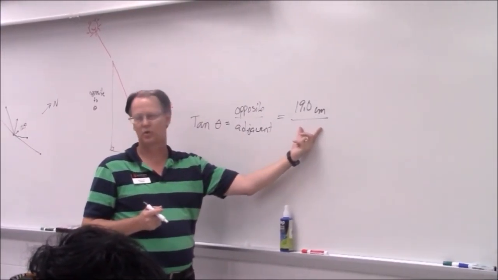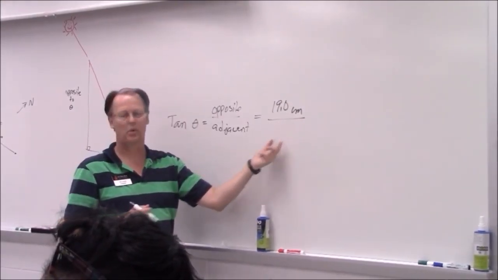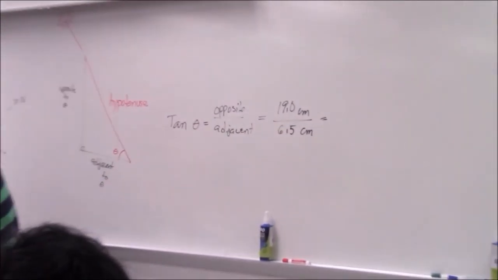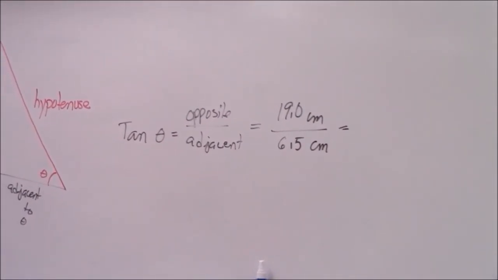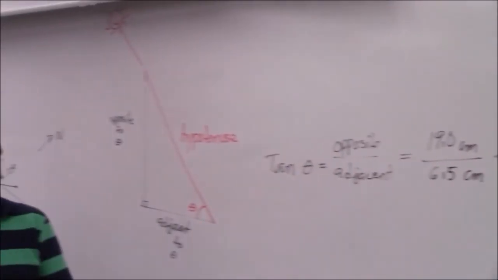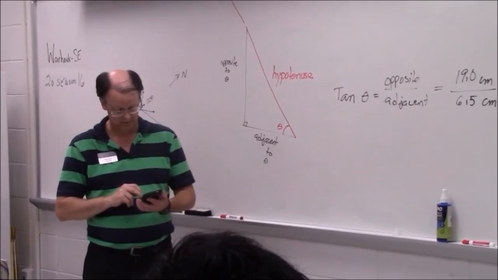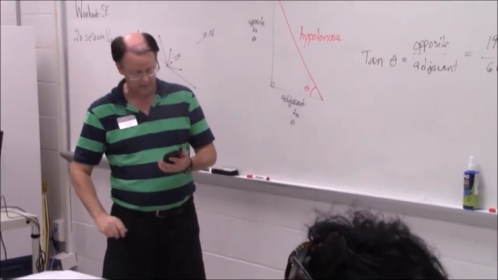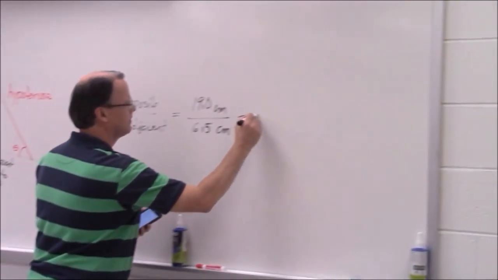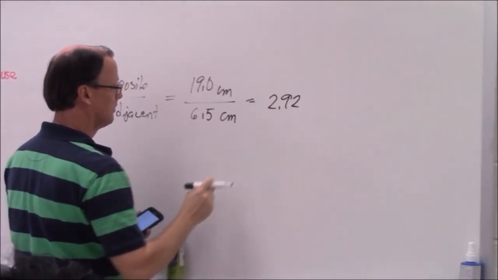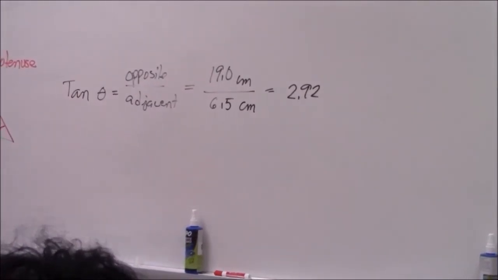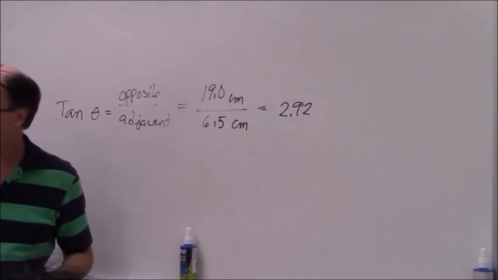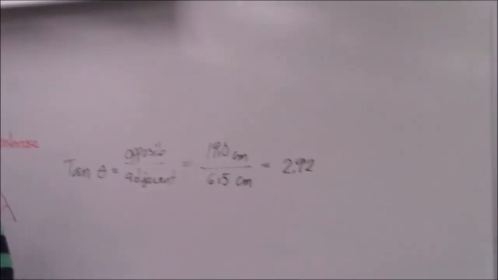14. So somebody give me a short shadow length. 6.5. Okay. So we're gonna say, okay, what's the ratio of those two? Okay, so 19 divided by 6.5. Okay, so I get 2.92. Okay, everybody follow?